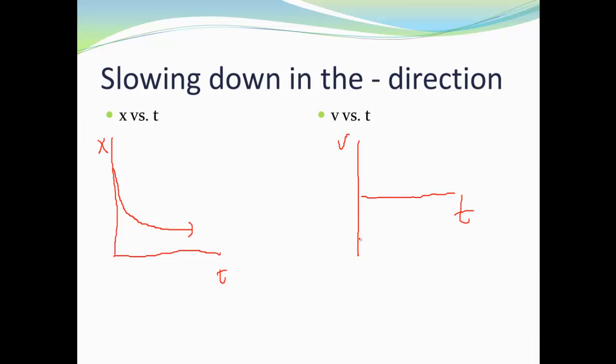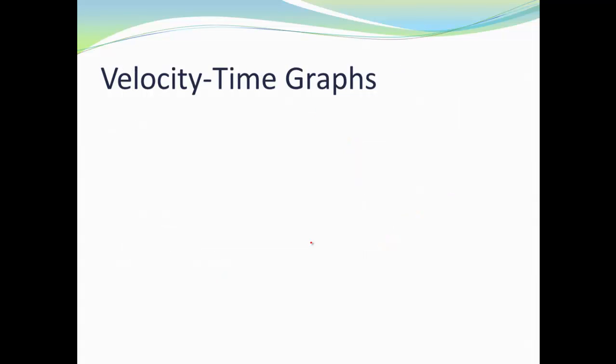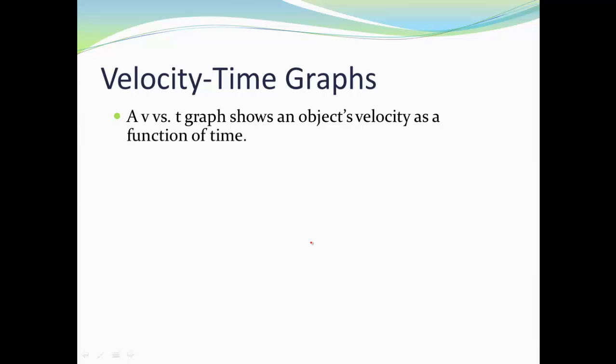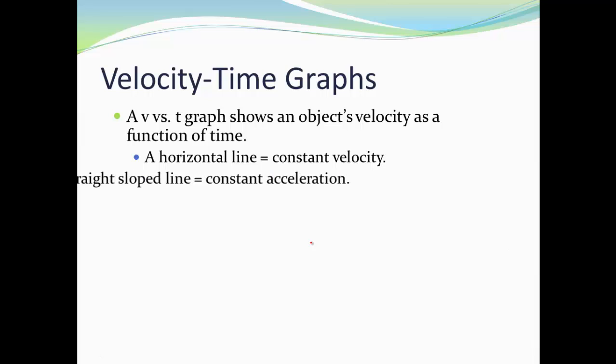So our velocity versus time graph will start with a relatively large negative velocity and go to 0. So a couple of key reminders about your velocity versus time graphs. A velocity versus time graph shows the object's velocity as a function of time. A horizontal line means a constant velocity. If it's on 0, that means a constant velocity of 0, or standing still.